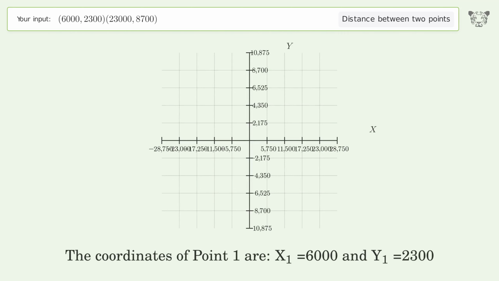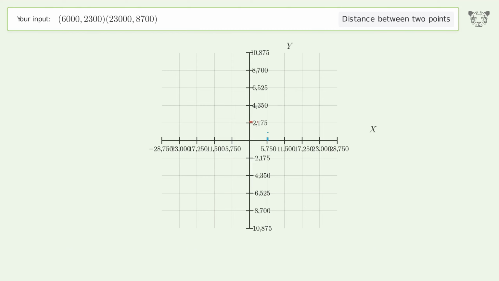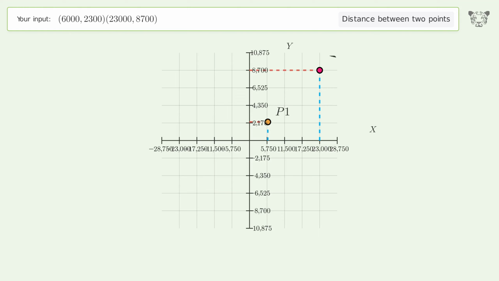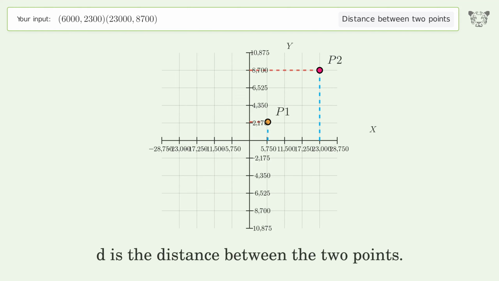Plot the 2 points and calculate the distance using the formula. The coordinates of point 1 are, x1 equals 6,000 and y1 equals 2,300. The coordinates of point 2 are, x2 equals 23,000 and y2 equals 8,700. D is the distance between the 2 points.